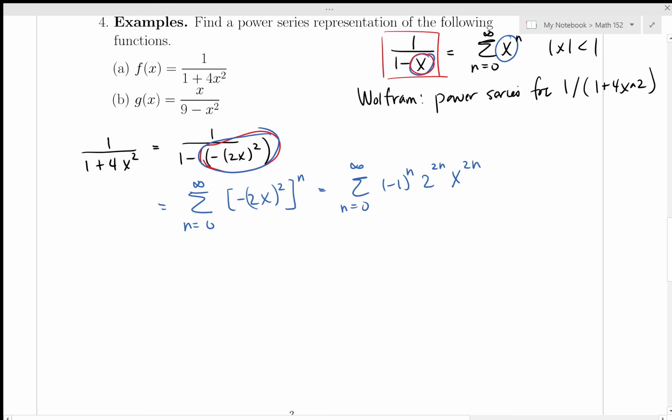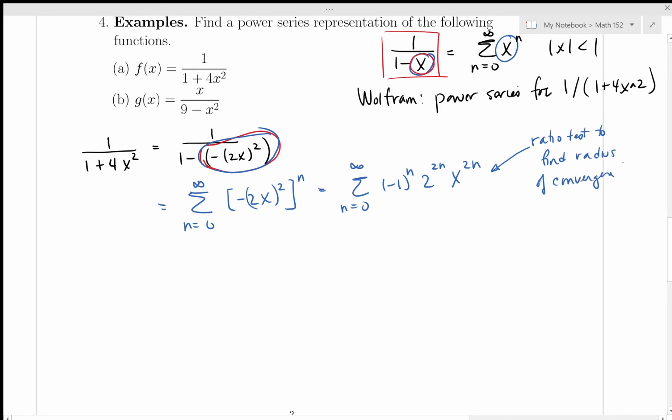I need to worry about for what x's does this converge. So now I have this. I've got a couple of options. I could use the ratio test to find the radius of convergence. Okay, that will always work.